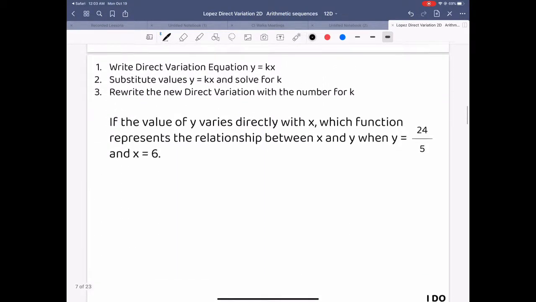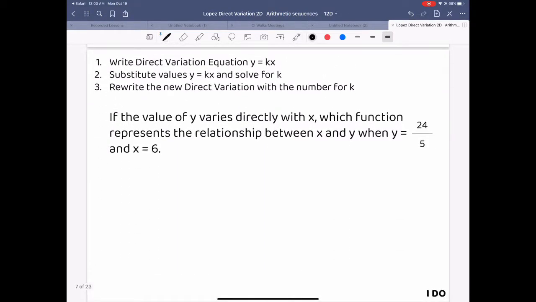So, looking at our first example. First, I'm going to go ahead and get my highlighter out. Let's go with the green. Write the direct variation equation y equals kx. So, before we even do that: if the value of y varies directly with x, which function represents the relationship between x and y when y equals 24 over 5 and x equals 6?